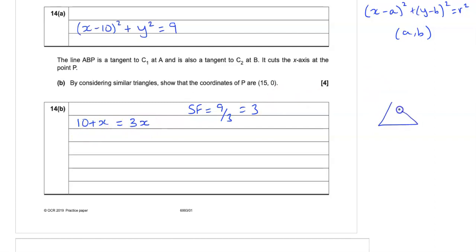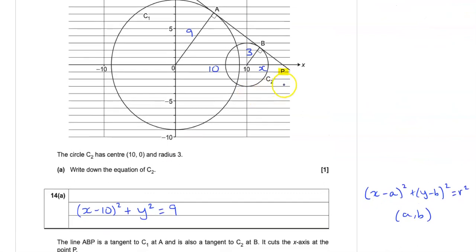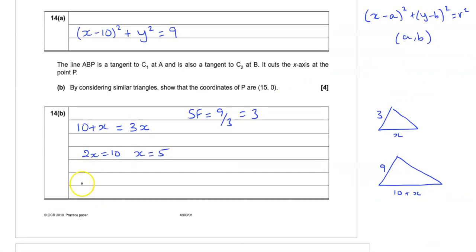And again, maybe just to illustrate that at the side here, if this length is 3, then this length is x. And then for the much bigger triangle, this length is 9, and this length is 10 + x. So 3 times 3 is 9, x times 3 is 10 + x. Now, solving this equation, we get 2x = 10 and x = 5, which means that if we go back to our diagram, if x is 5, then this whole length is 15. So therefore the coordinates of P: 10 + 5 is 15, so P is the coordinate (15, 0).